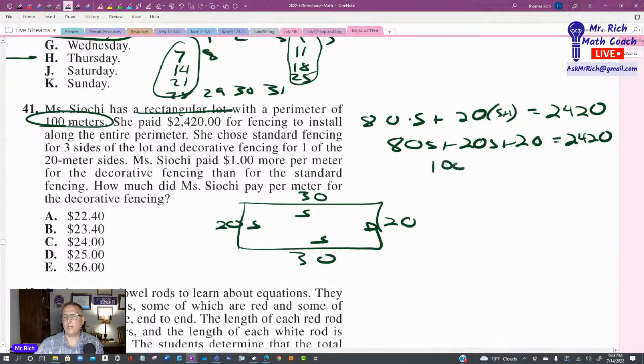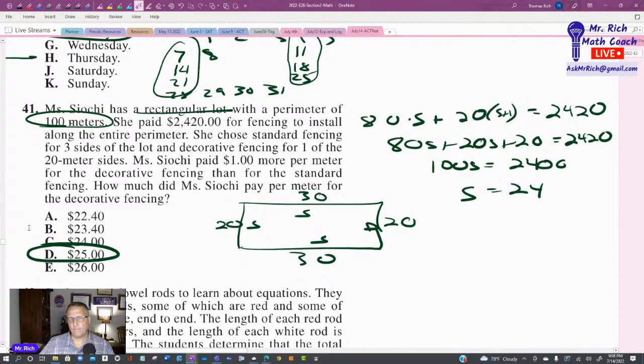So that's 100S equals 2400 when I subtract 20. So the standard fencing is $24. So the decorative would have to be 25. Okay, so I chose a straight up algebra solution to that.